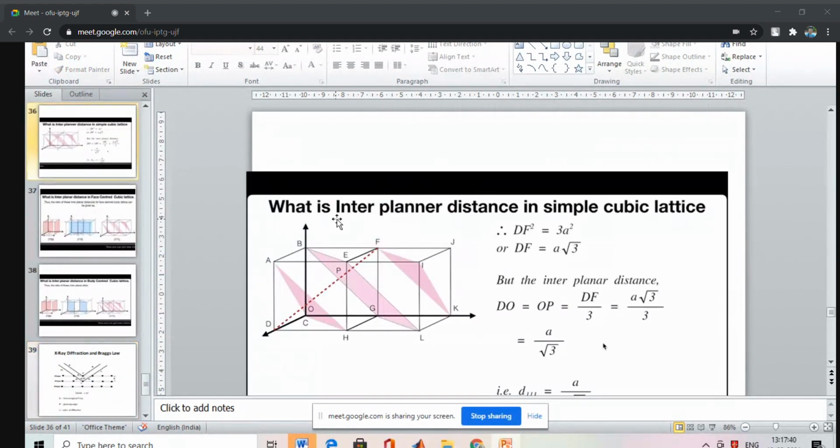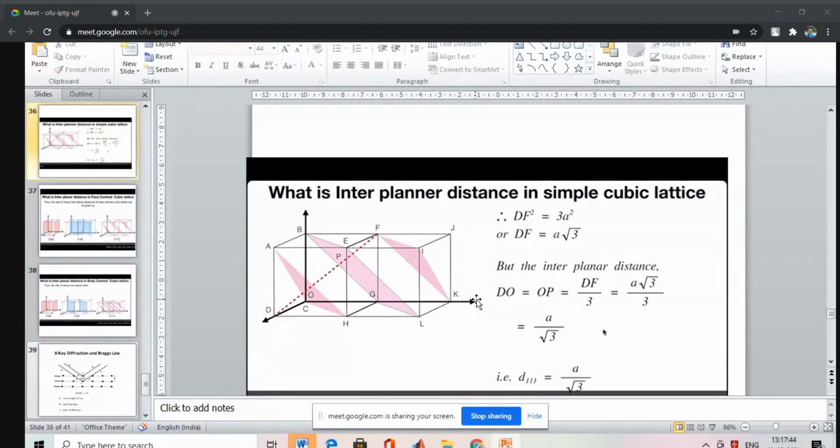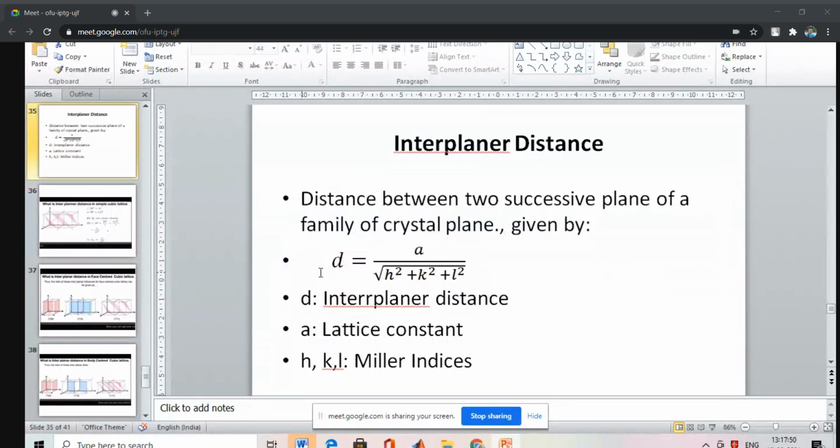Now what is interplanar distance in a simple cubic lattice? Simple cubic lattice का interplanar distance क्या होगा? So we have found this formula. d is equal to A upon root h square plus k square plus l square. So we will calculate this interplanar spacing in three principal planes. The principal planes in the crystal are 1, 0, 0, 1, 1, 0 and 1, 1, 1, which we already have studied.